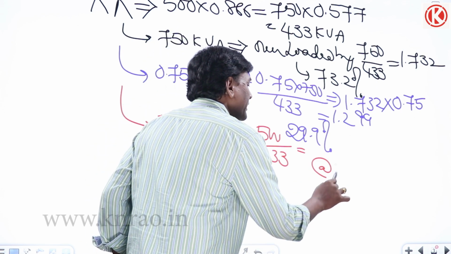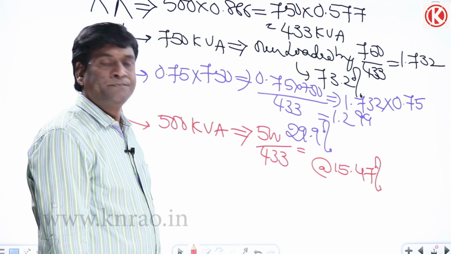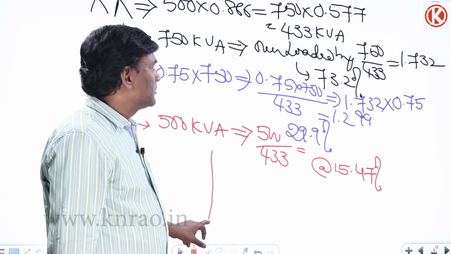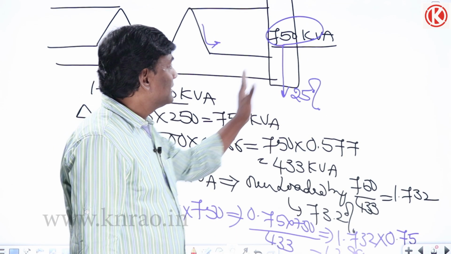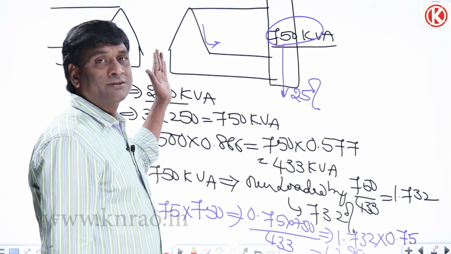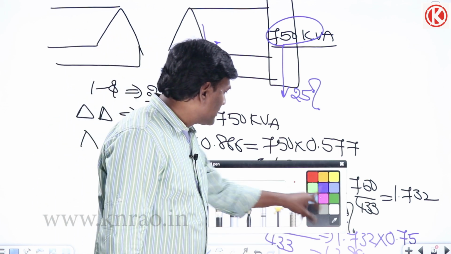So overloaded by 15.47%. That's it. Okay, so the point here is very simple. Are you sitting at the load side? Are you sitting at the transformer side? You have to think. For example, let me think of another color, pink.